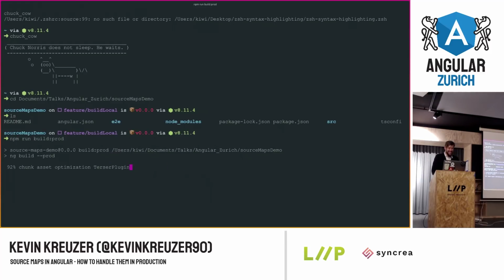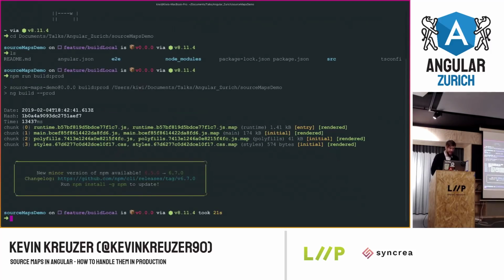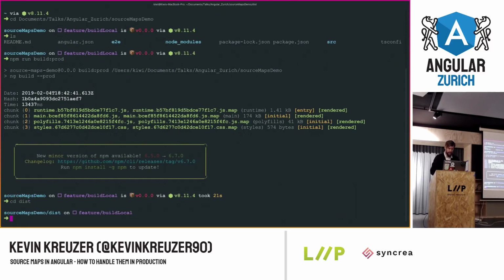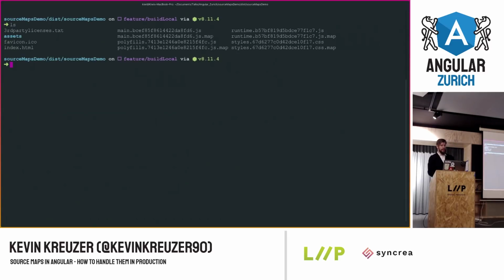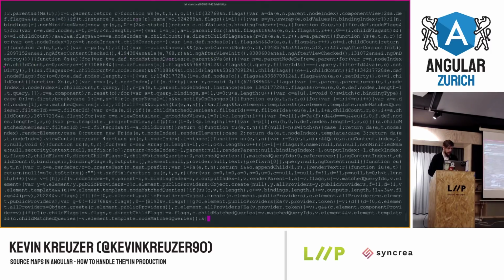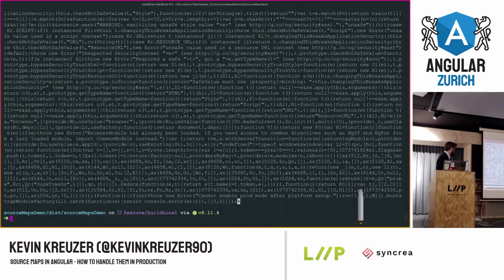Okay, so now we can see that we generated our files inside this directory. We can see that we now have our main bundle. And the interesting thing is, if we pull it out here, just ignore the rocket, you can see that there's no comment at the end. That's the important thing.